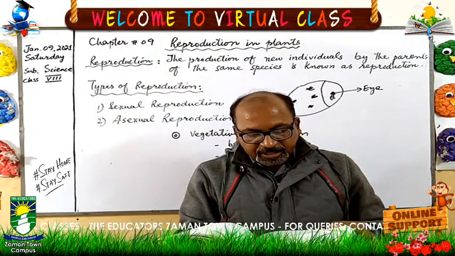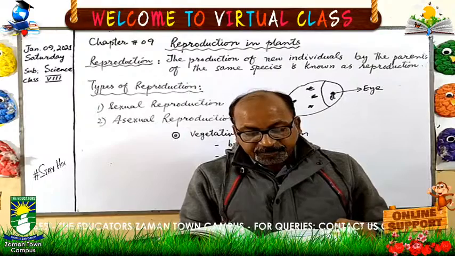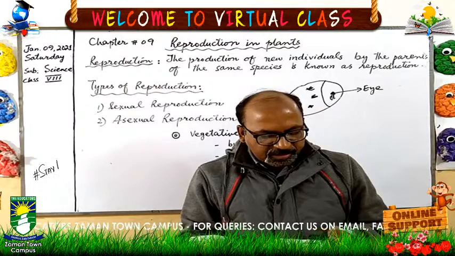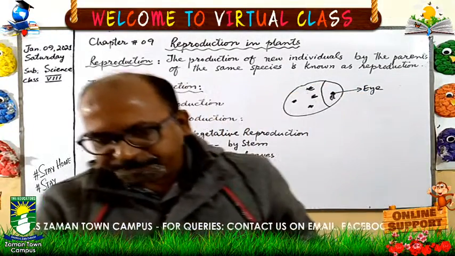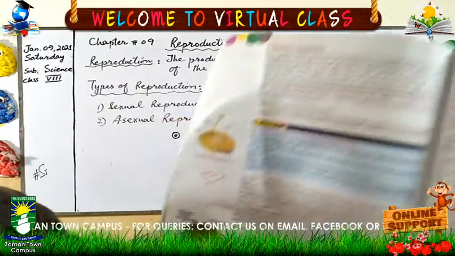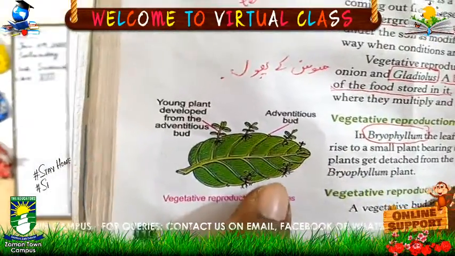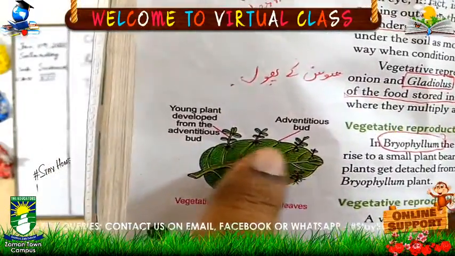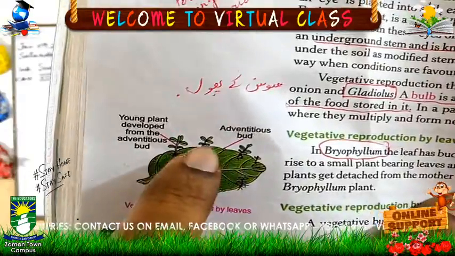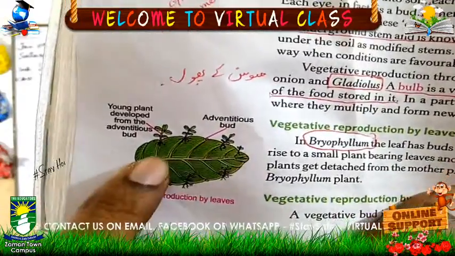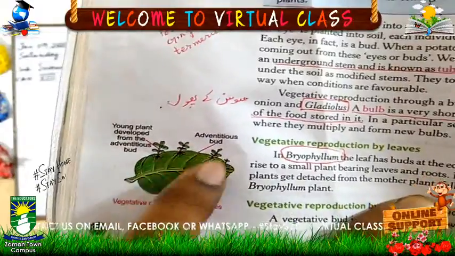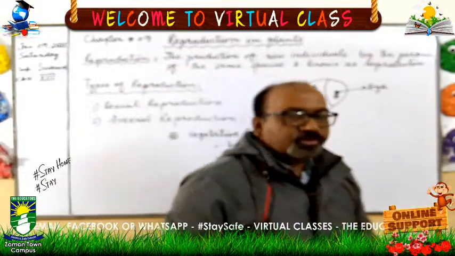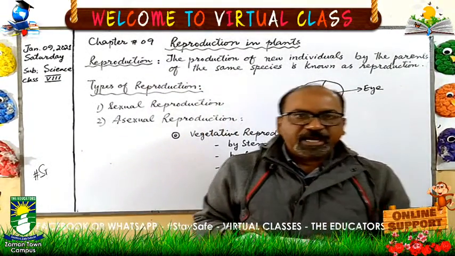In Bryophyllum, the leaf has buds at the edges or margins. Just see your book, these are the edges or margins, and you are watching that new plants are going to arise. And when we grow this leaf in the soil, these new plants will arise. So Bryophyllum has the ability to produce new plants from the leaves.